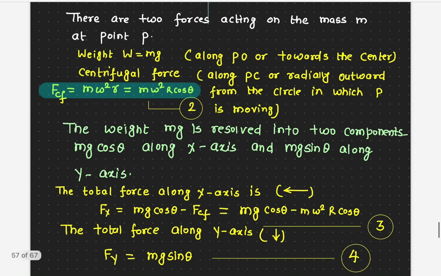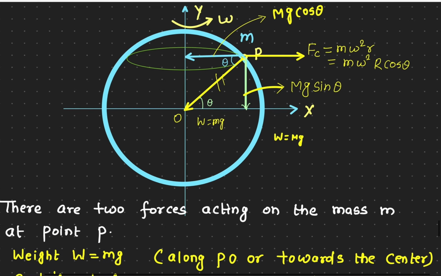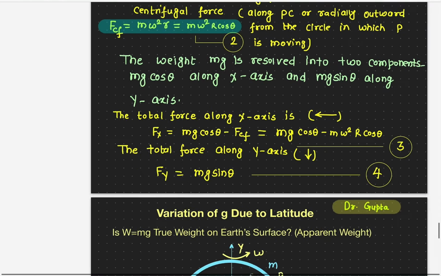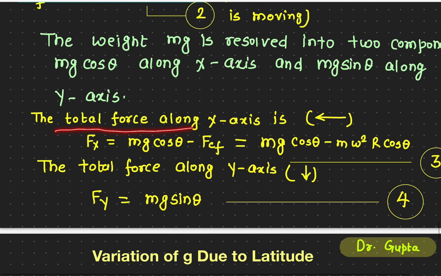Okay, so what is the total force? If I look at this x-axis here, what is the total force acting along this axis? So the total force along the x-axis would be this force minus this force, because these two are acting in opposite directions. So let me write it down here. The total force along the x-axis is mg cosine theta minus centrifugal force.